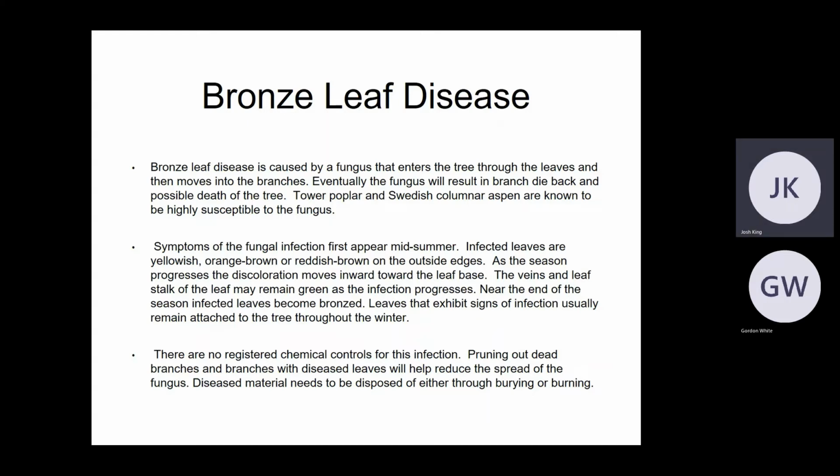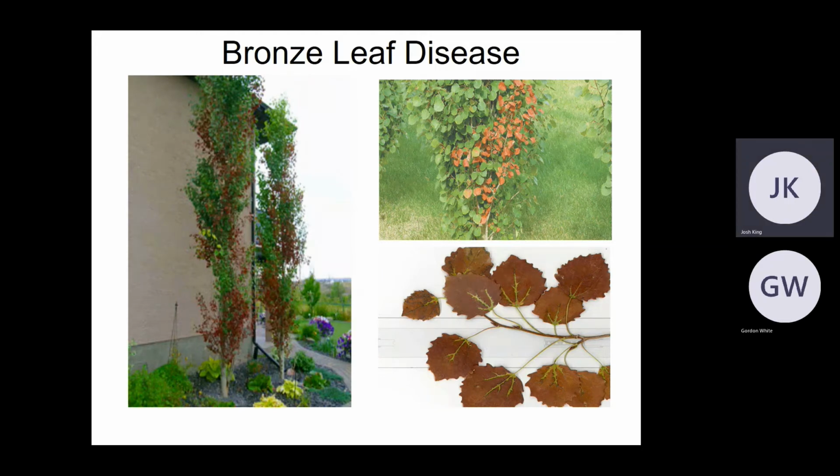First appear midsummer. Yellowish orange. That vein, this here is kind of the classic symptom. So if the veins are still green and the rest of the leaf is brown, then it's quite likely the bronze leaf disease.